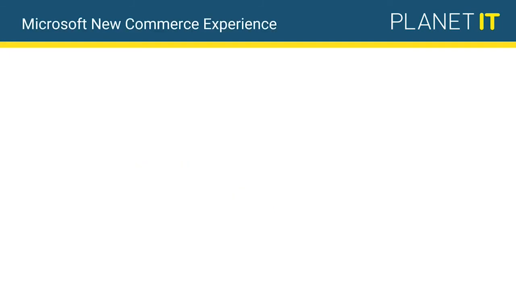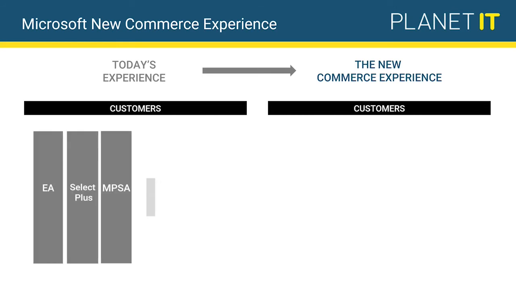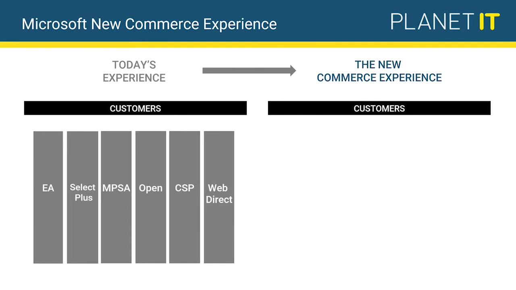So why is it a new commerce experience would be probably the first question I'd be asking if I was sat in your shoes. Well, if we look at the experience today versus the experience that Microsoft are taking us to, you'll understand what I mean. So currently, if you'd like to buy Microsoft licensing, you have a number of channels, actually 6 channels open to you. They start with the enterprise agreement for large clients, the Select Plus agreement, MPSA, you have the open agreement, you have CSP licensing or the monthly billing licensing, and then you have Web Direct where you purchase directly from Microsoft on a credit card.